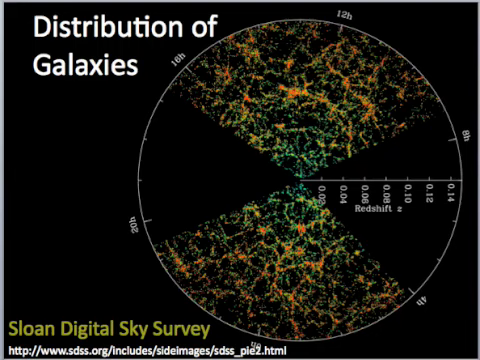The next clue that we have about the evolution of the universe is the distribution of galaxies. This image here is from the Sloan Digital Sky Survey. In this image, the Earth is at the center, and each point represents a galaxy. Each galaxy typically contains about 100 billion stars. They're color-coded by age, so the galaxies that are more of a reddish color are older than the other ones.